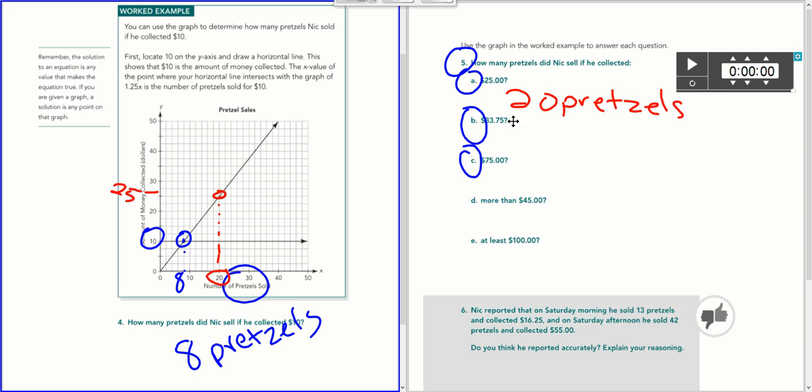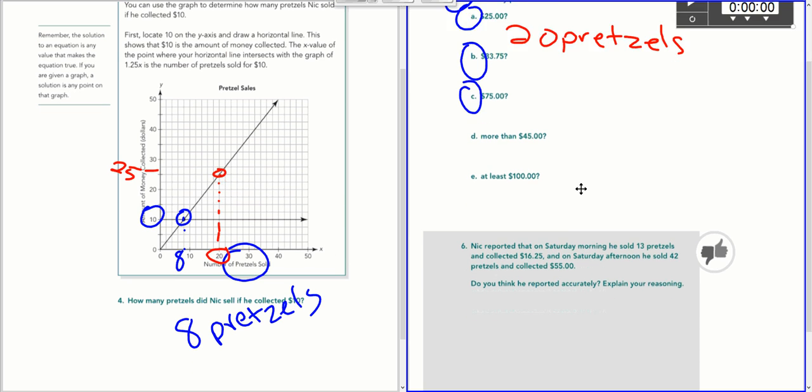Now this one's going to be trickier. 33.75, I don't know where 33.75 is on this graph, and even if I guessed, I'm not going to be exact. I could give a rough estimate, but it's not going to be precise, which is the point they're trying to make here. The graph is really helpful when it's exact numbers that are on a graph, but when it's in between, it's really hard to be accurate. We're going to need another strategy. And that's what we'll be talking about tomorrow.